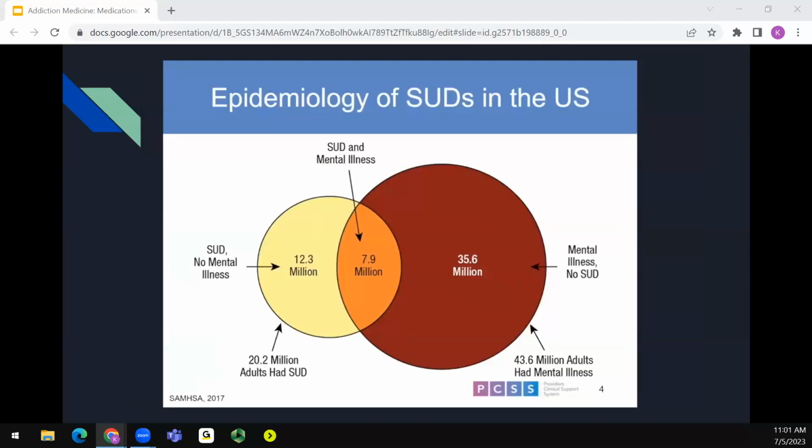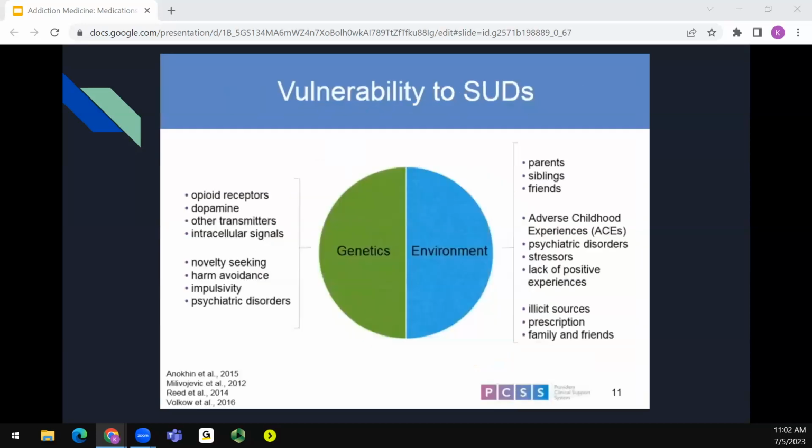This graph is to show how substance use disorders have crossover with mental illness, but it's not exclusive, and this Venn diagram does show that. So in 2017, there were around 20 million people with substance use disorder, 8 million of them having also been diagnosed with a mental illness disorder.